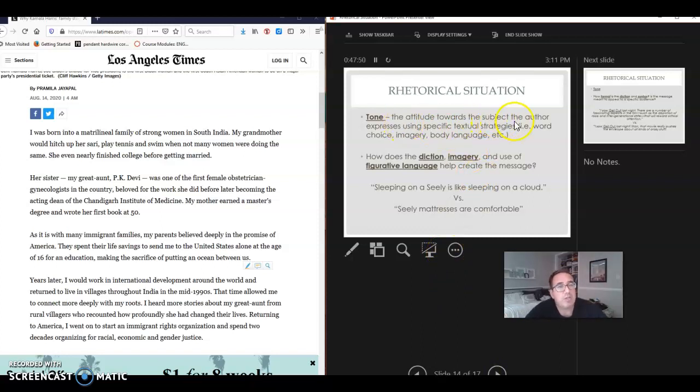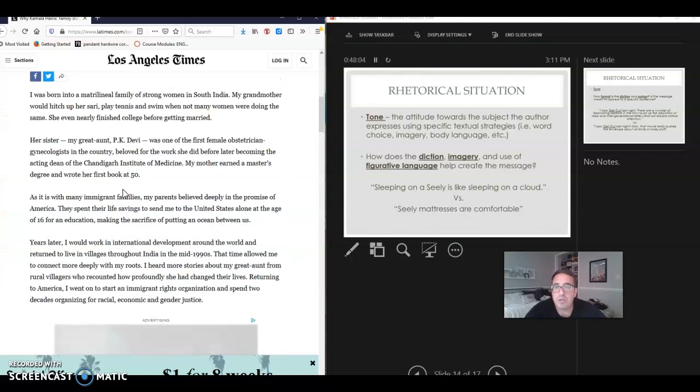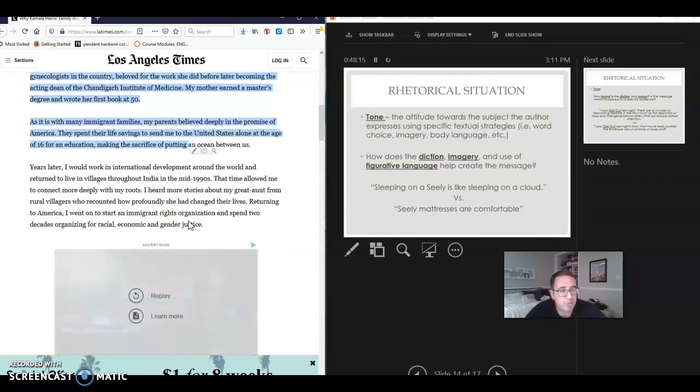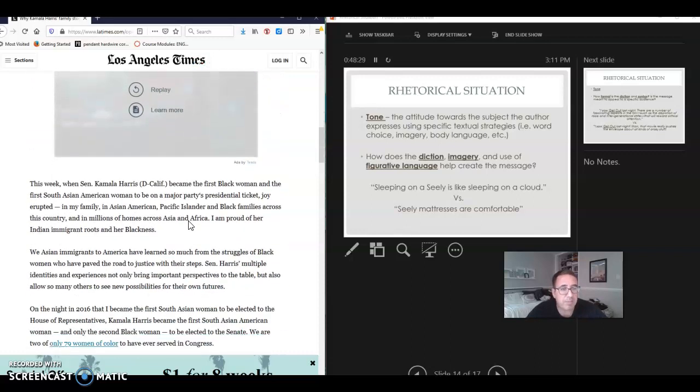So again, tone, the attitude towards the subject the author expresses using specific textual strategies. So word choice, imagery, body language, etc., depending on what kind of text. So again, if we return to our Jaya Powell article and think about her tone, if you look through this, there's a lot of the I, right? A lot of talk about her family, very earnest. There's no sarcasm, there's no humor here, right? This is a very earnest testimony of one person who feels the value of their immigrant past, talking about why that's important in this other person, and using that to sell that person as the VP pick for the Democratic Party.